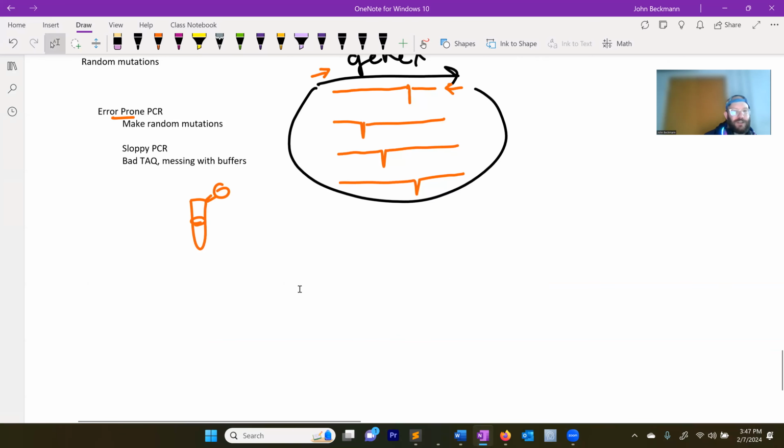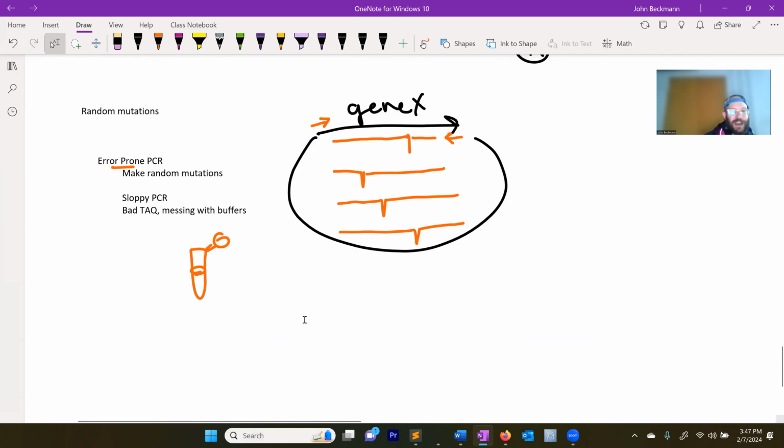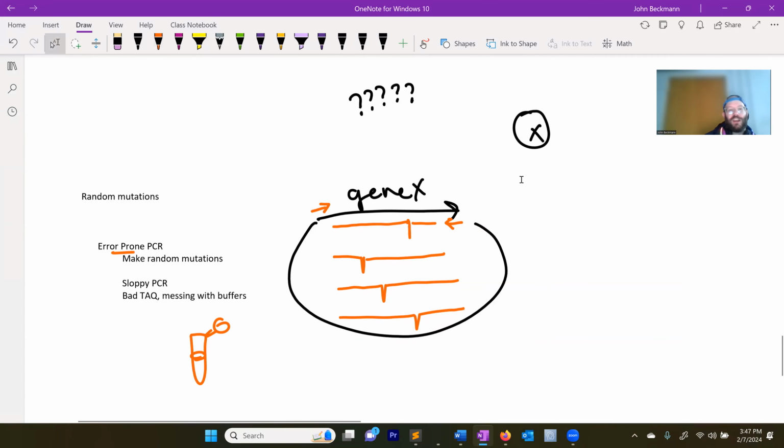And then you could build a mutation library where you subclone those into plasmids. And then if you had a screening process to figure out the activity of the enzyme, that's one way where you could potentially enhance the activity of an enzyme, even if you didn't know what position to mutate. Okay, so that's error-prone PCR. Let's wrap it up there.